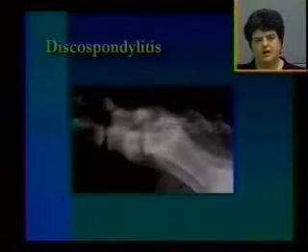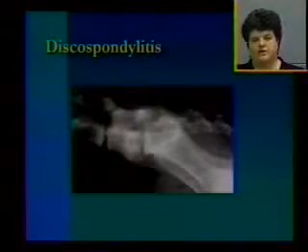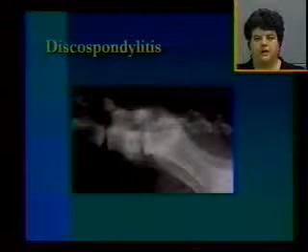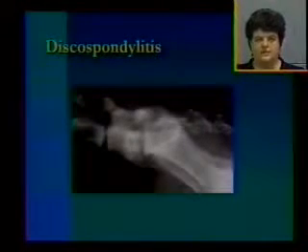Most common is Staphylococcus aureus in the dog. This is a disease that primarily occurs in the dog. But other things can cause it, and one of those things is Brucella, which is a zoonotic disease that can be spread to you and I.